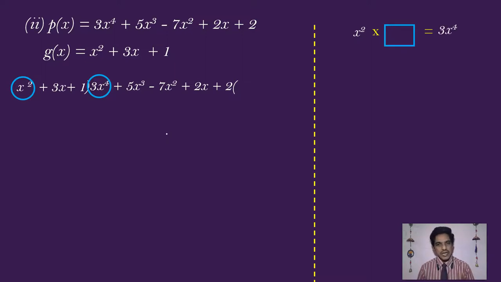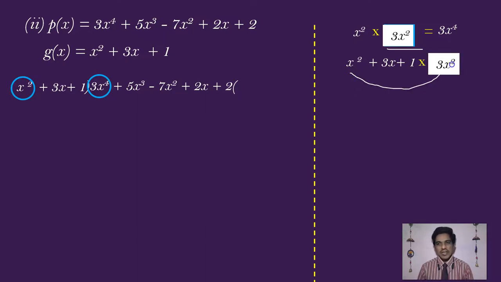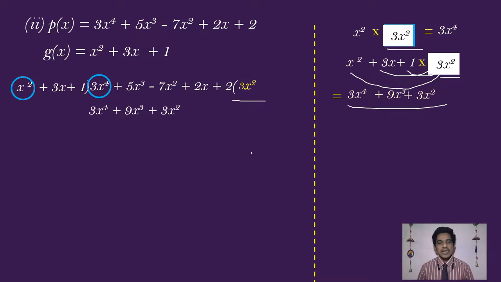Alternatively, you can also divide 3x power 4 by x square, monomial by monomial. You can write the same value here. So we need 3x square. Now with the 3x square you have to multiply the divisor. So x square plus 3x plus 1 multiplied by 3x square. x square into 3x square, 3x power 4. 3x into 3x square, 3 3s are 9x power 3, and 1 into 3x square, 3x square. So you write 3x square in the quotient part here. You have to write 3x square here and then you have to write all this value in the dividend part.